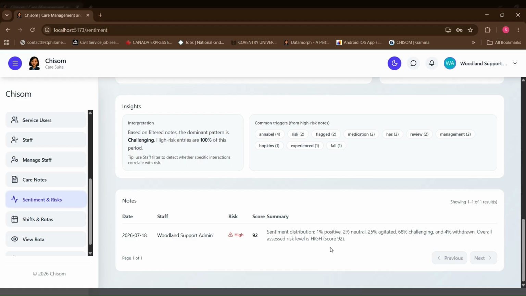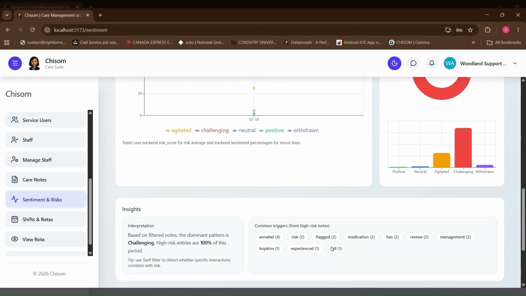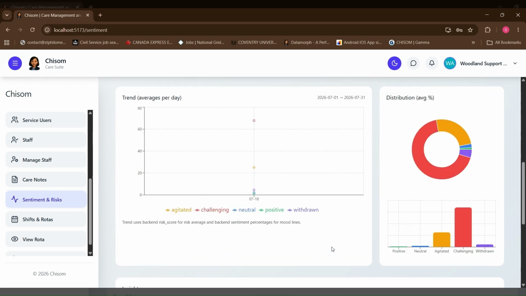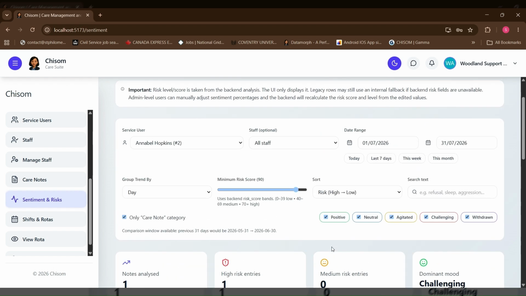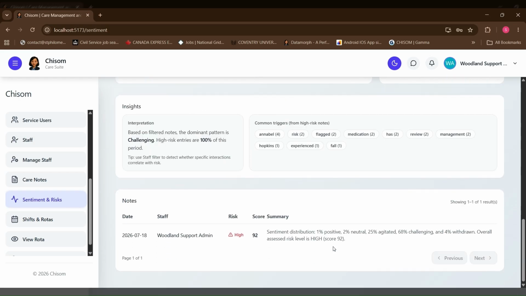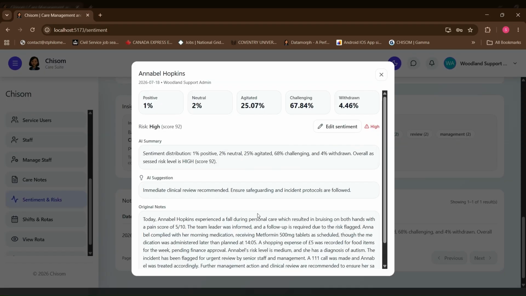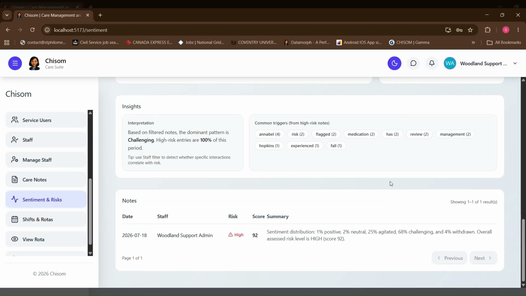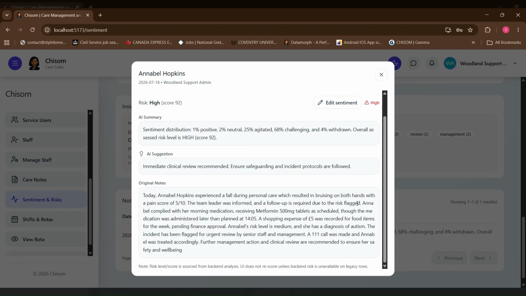With that, you'll be able to easily identify the care notes that have high risk. For instance, do you understand? You can easily know the care notes that have high risk. So if I click on this, I'll be able to see this is one of the care notes. Obviously, over a month period, there will be more than one. So you can just click on each individual note, read it, and detect patterns.